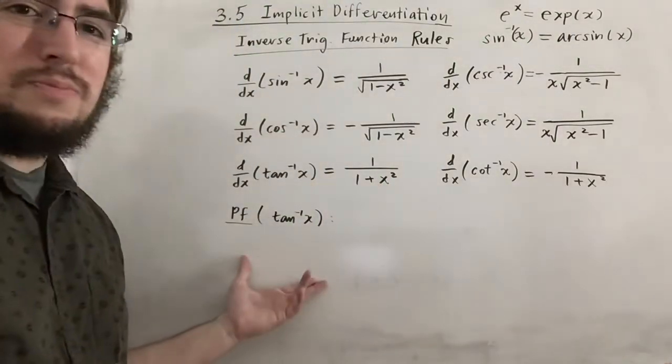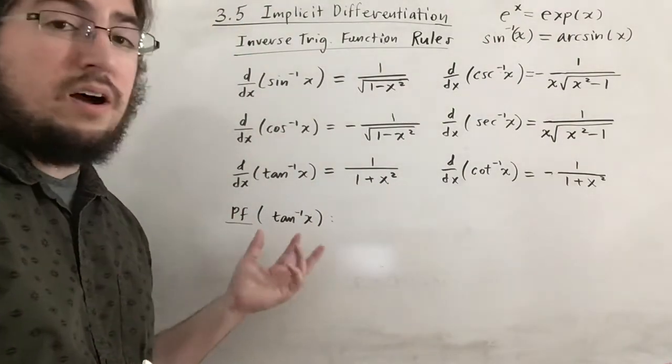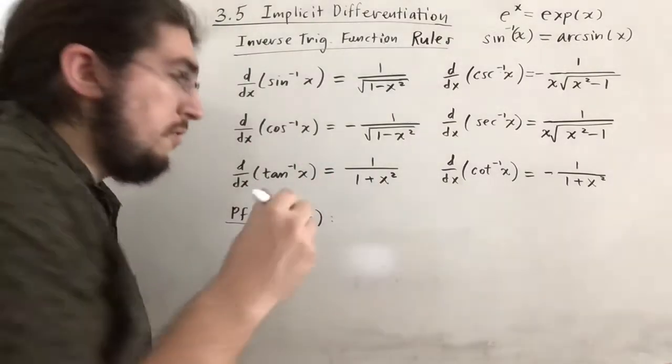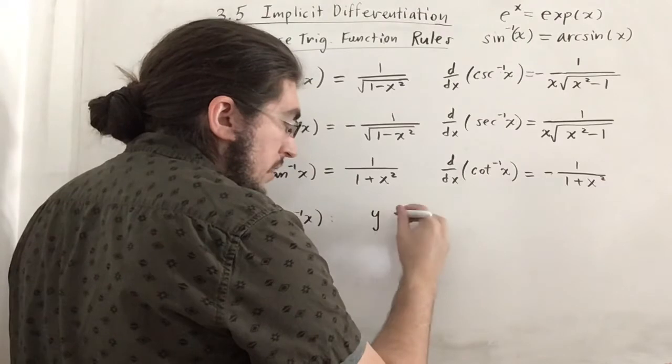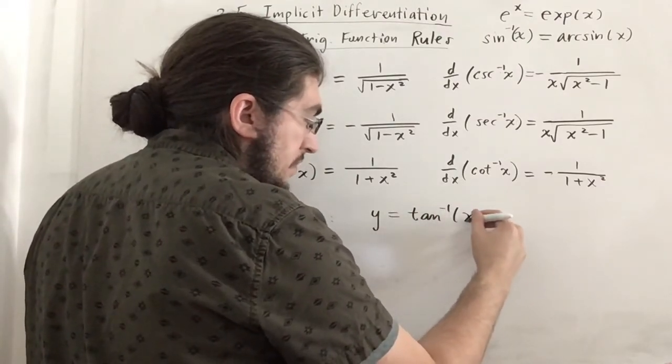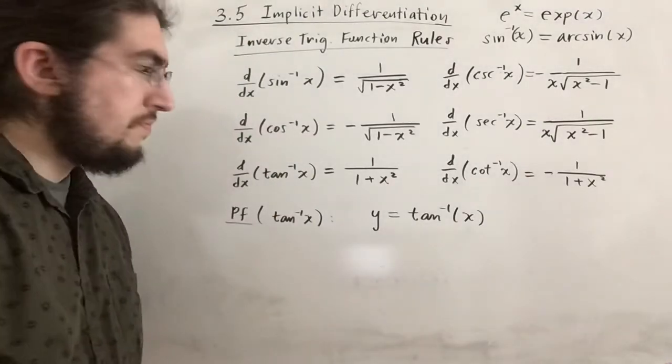So let's prove the derivative of arctangent, or tangent inverse. And here's how I'm going to do it. The first thing I'm going to do is call this y. So y is tangent inverse of x. And here I'm writing the parentheses.